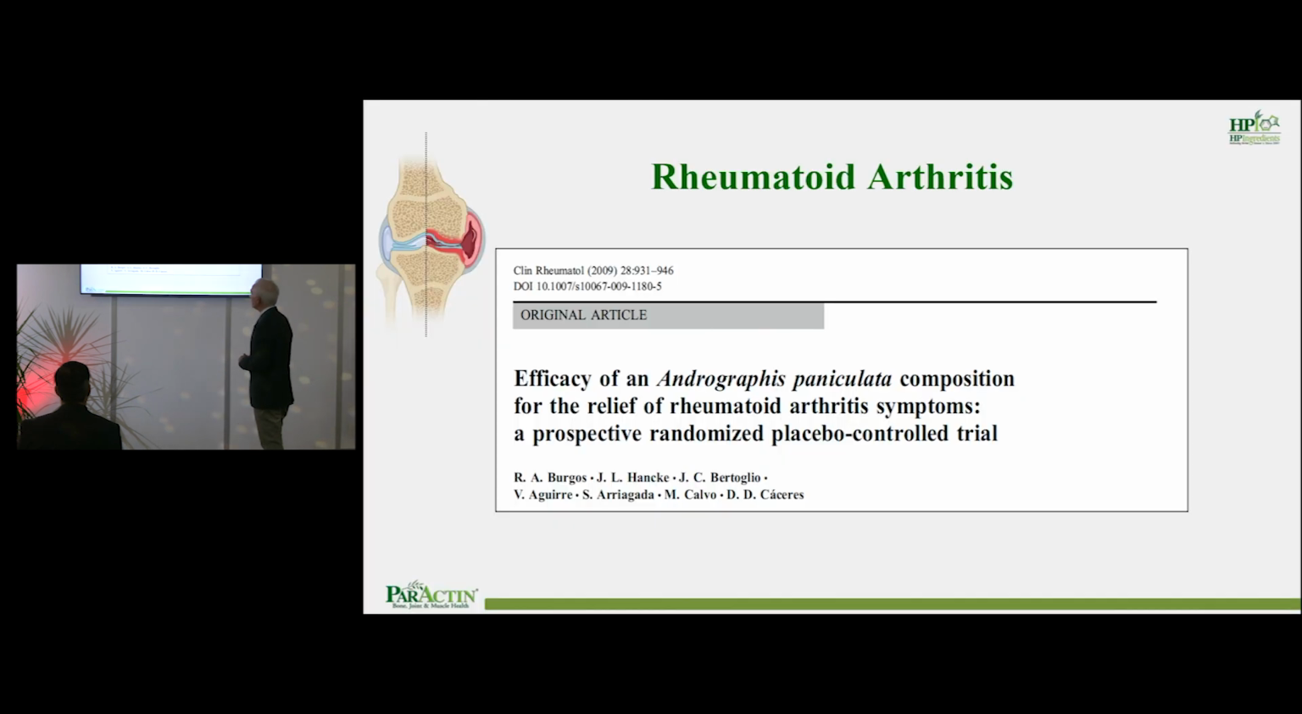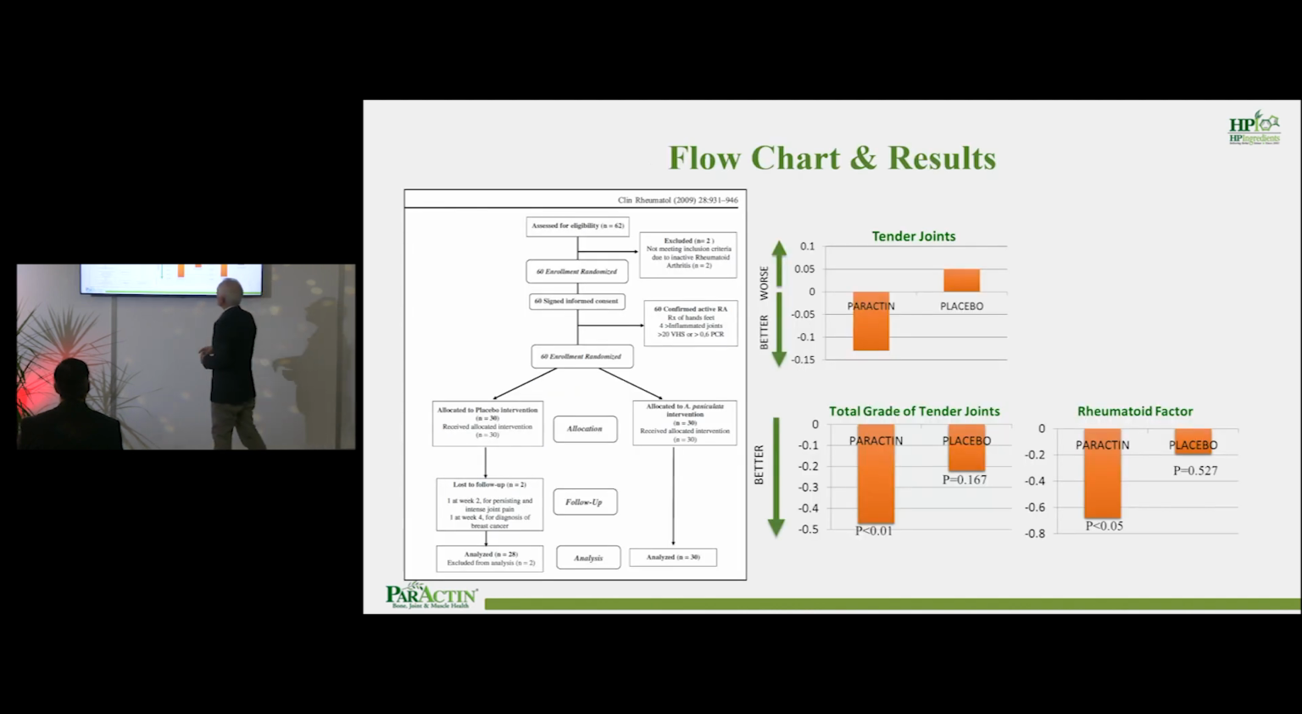So the next one, I will show you some of the clinical studies we did on rheumatoid arthritis. This was published in Clinical Rheumatology in 2009 at the hospital in Chile, where we studied the effect of ParActin for the relief of rheumatoid arthritis symptoms. That was a prospective randomized placebo-controlled trial. Next one. And here you can see the flow chart.